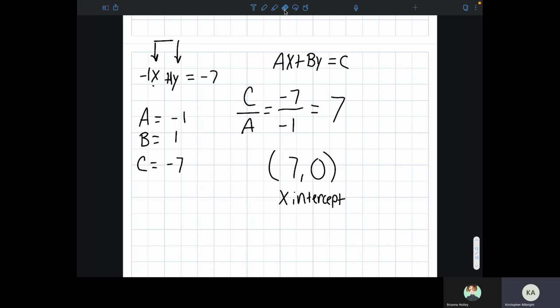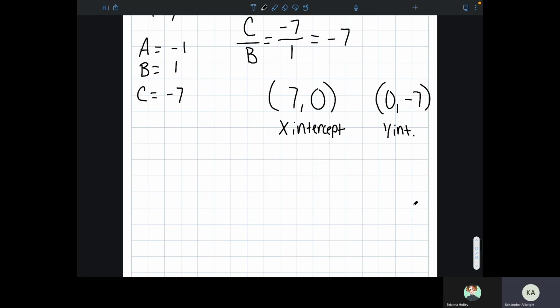So now if we redo this on the bottom, C over B, -7 over 1, just going to give us -7. So now we plug that in, 0, -7. So now we can graph these guys.